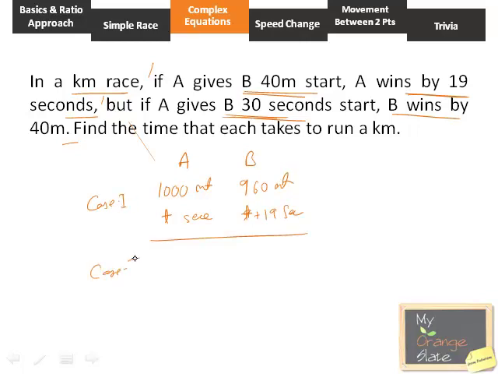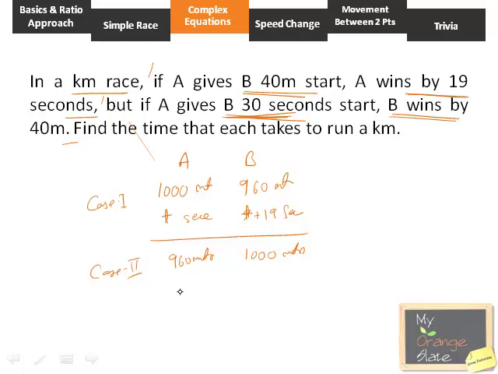Now in case 2, A gives B 30 second start and B wins by 40 meters. Since B wins by 40 meters, B has now traveled 1000 meters, whereas A has covered only 960 meters. A gives B 30 second start, so if A has run for t seconds, B has run for t plus 30 seconds.